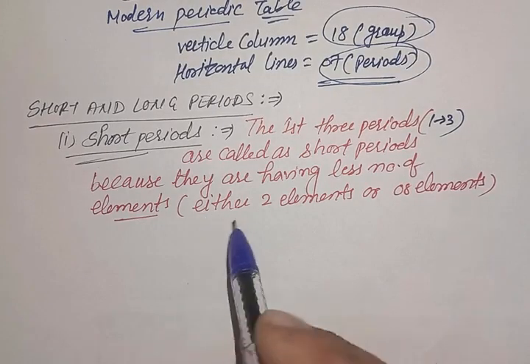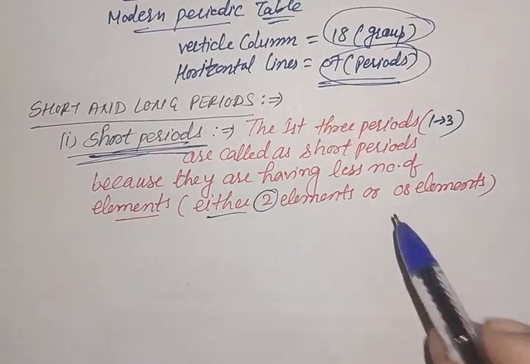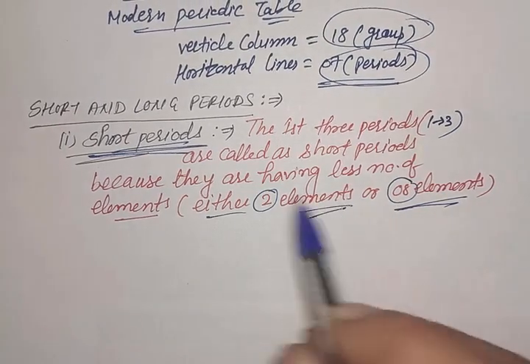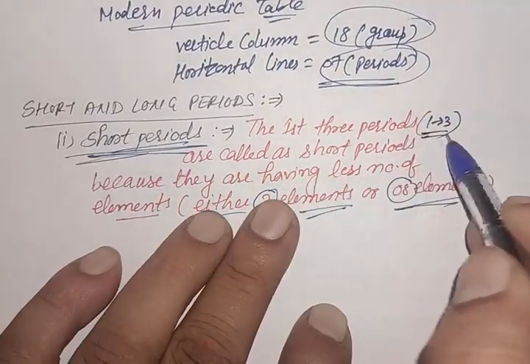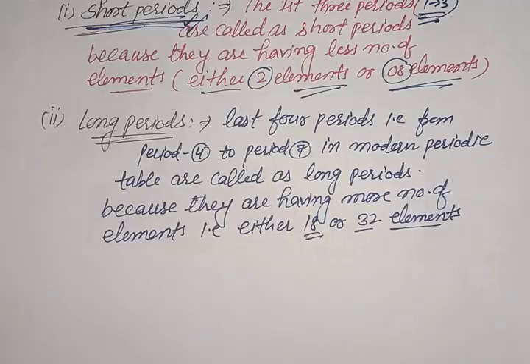These periods have either 2 elements or 8 elements. More than 8 elements are not present in the first 3 periods, that is period number 1 to period number 3. That's why these are also called short periods.